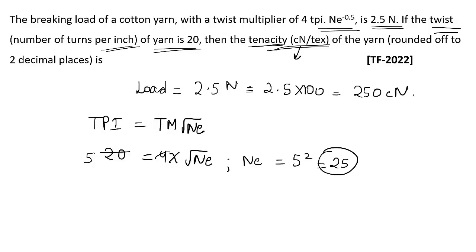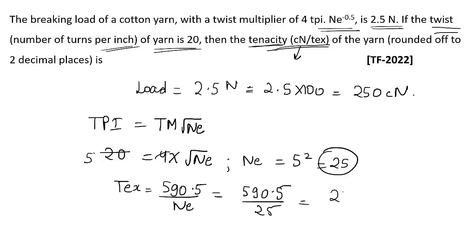So NE is 5 square, which is 25. How to calculate the tex, since we have to calculate tenacity in tex? Tex is 590.5 upon NE. So 590.5 upon NE, which is 25. If you calculate, it will come out to be 23.62.